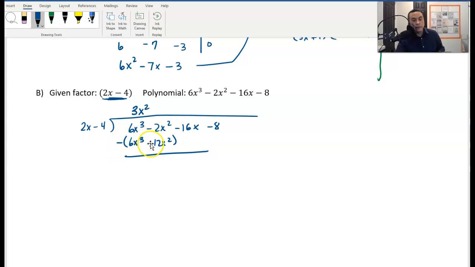This minus is going to carry over to this one, make it a positive 12x squared, combined with a negative 2x squared. So it's going to be 10x squared minus 16x minus 8. You bring this down. Now just continue the process.